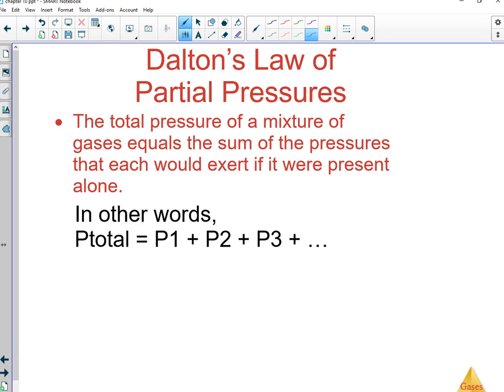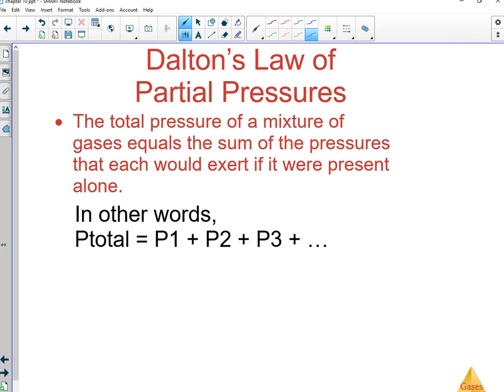In my opinion, of all of Chapter 10, the idea of partial pressure is the easiest. The math isn't that bad. Partial pressure, the idea is that the total pressure of a mixture of gases equals the sum of the pressures that each would exert if it were present alone.